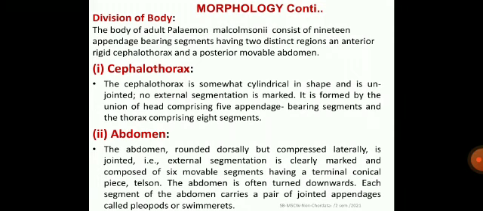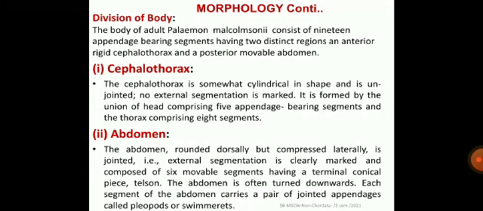Next is the division of the body. The body of adult Palaemon consists of 19 appendage bearing segments having two distinct regions, an anterior rigid cephalothorax and a posterior movable abdomen. Hence you can say the body is divided into anterior cephalothorax and the posterior abdomen region.